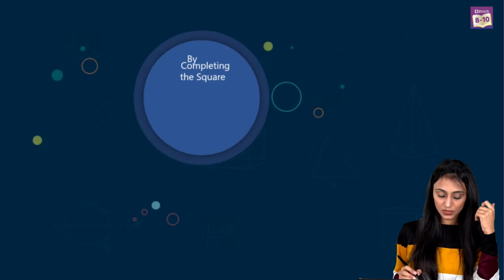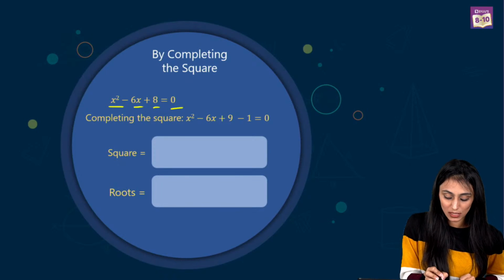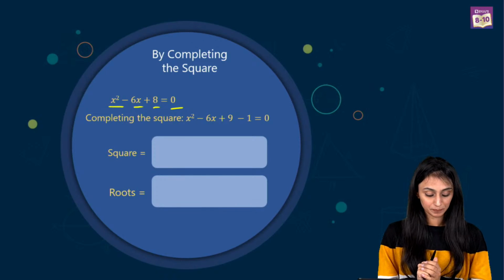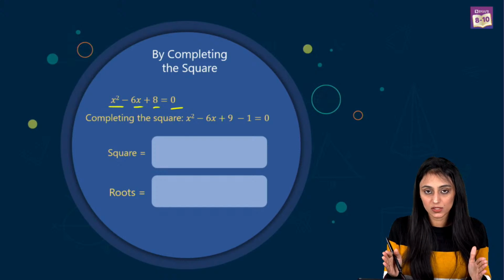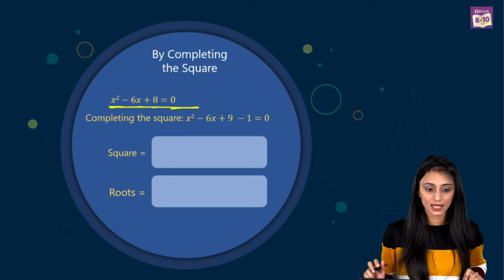Okay, so let's first take a quick look at it. Suppose let's take an example. We have x square minus 6x plus 8 equals to 0, right? So when it comes to completing the square method, the first thing that you need to do is write it in standard form. Again, your first step.